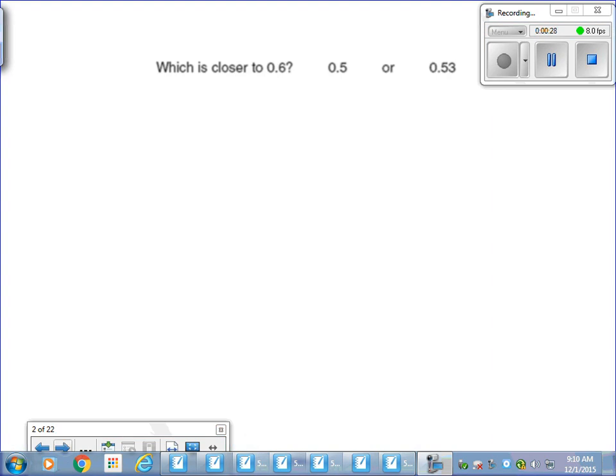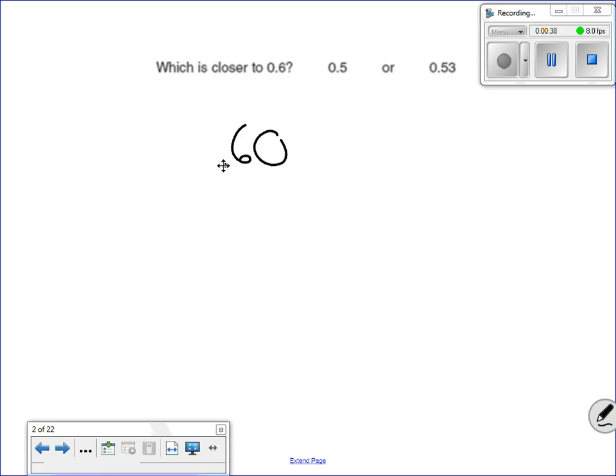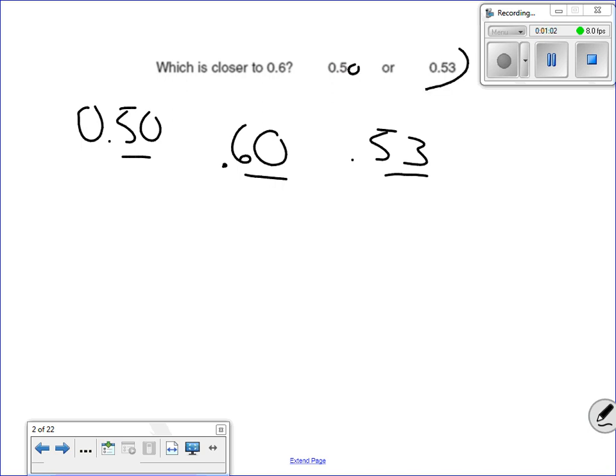Which is closer to 0.6? Is it 0.5 or is it 0.53? Well, this is how I'm going to do this. I'm going to write 0.6 as 0.60. I'm going to write 0.5 as 0.50, because I can add as many zeros as I want. I'm going to write this one as 0.53. Then I'm going to take a look at this as 60, 50, and 53. So what number is closer to the number 60? Well, we know 53 is closer. So that makes 0.53 the answer.